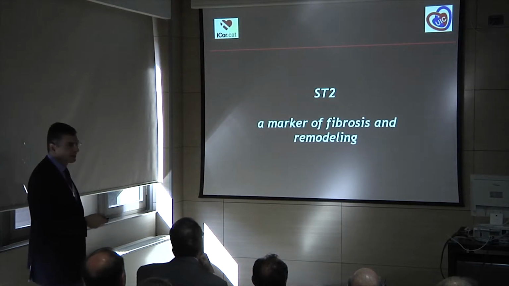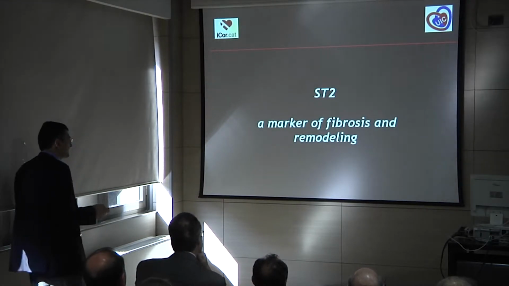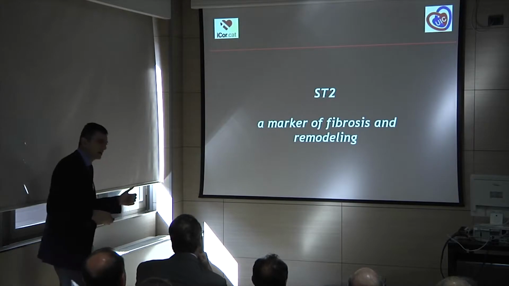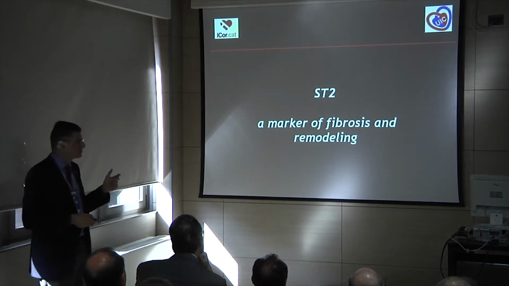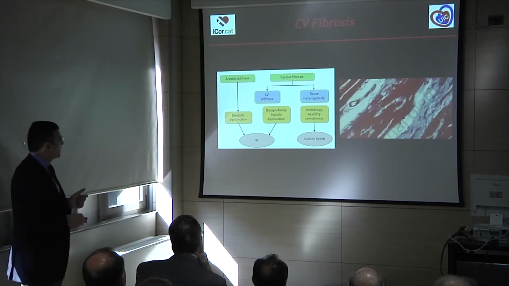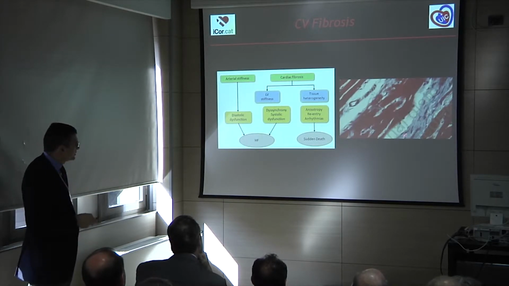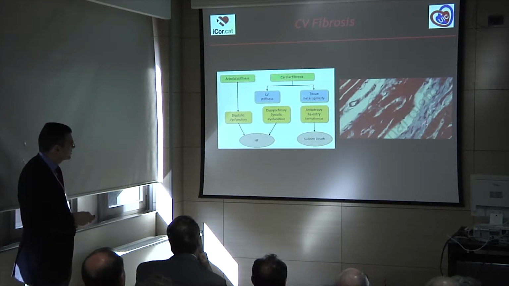ST2, what else can we tell about ST2 that you don't know? It's a marker of fibrosis and remodeling. So we have the marker of stretch, the marker of necrosis, the marker of fibrosis. What is fibrosis to the heart? This is fibrosis to the heart. These are scar areas surrounded by healthy myocardium.